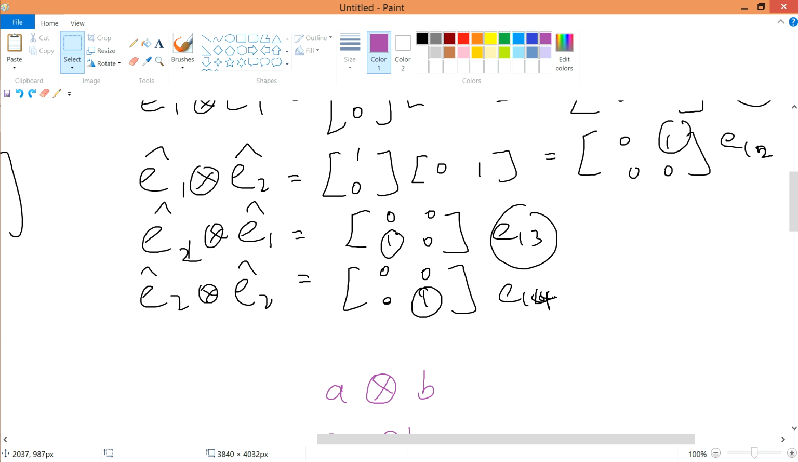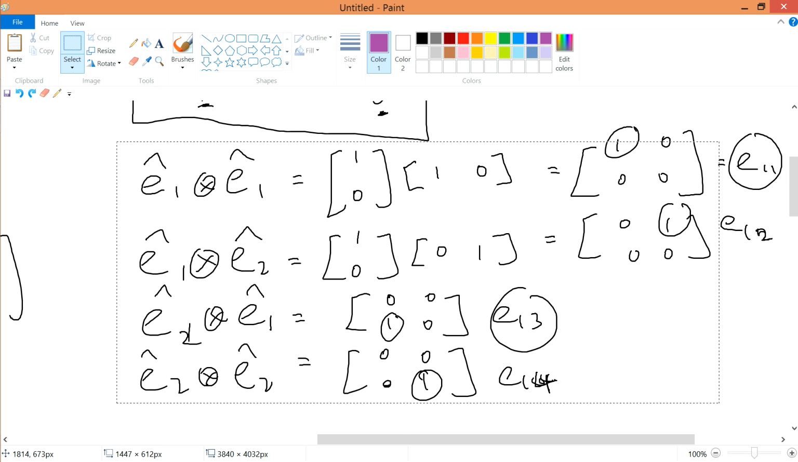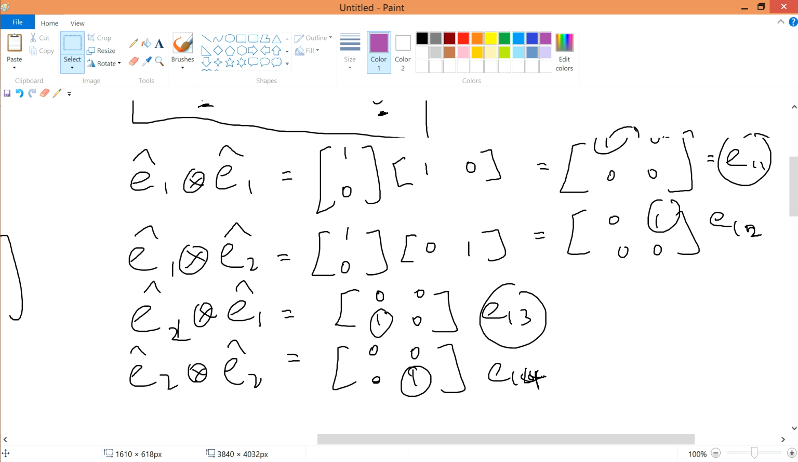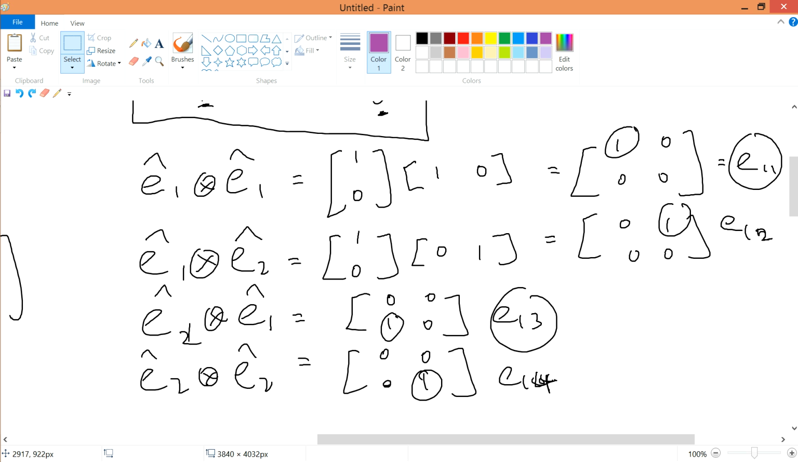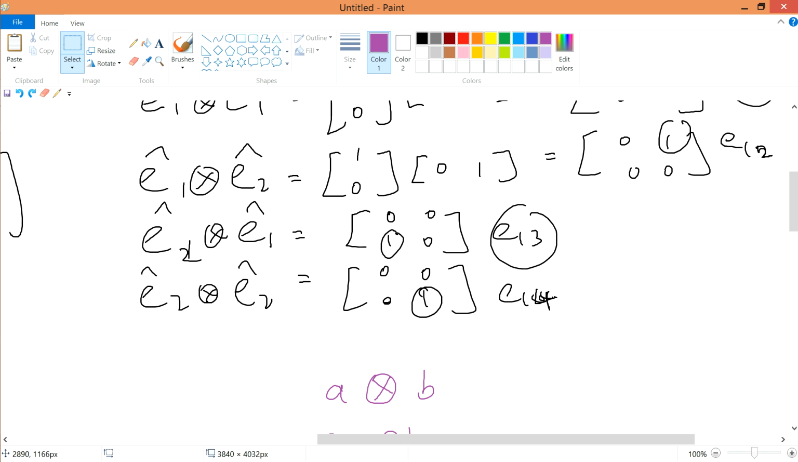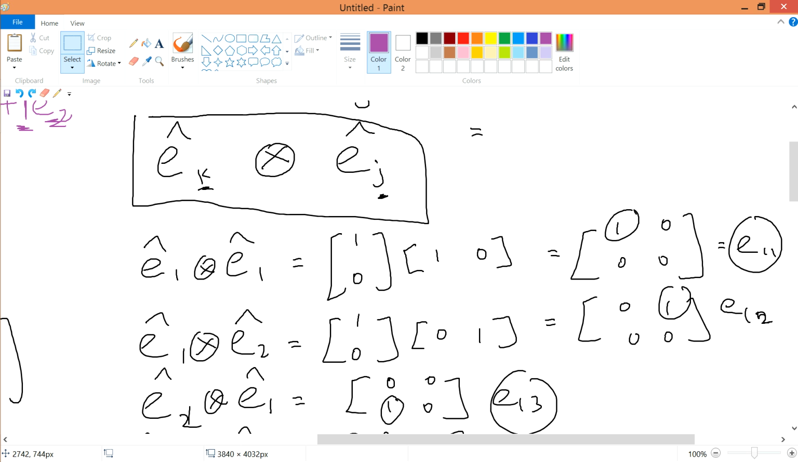Alright, and the key takeaway is the dyadic product represents these matrices over here. So it somewhat builds up your matrices, and that's all.